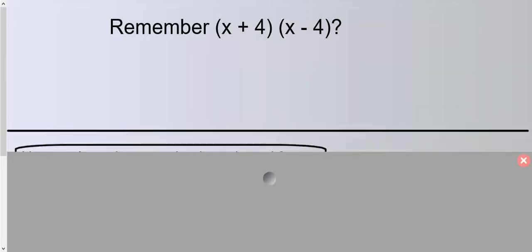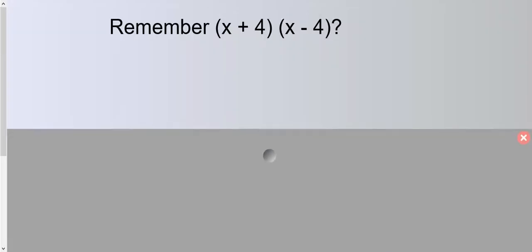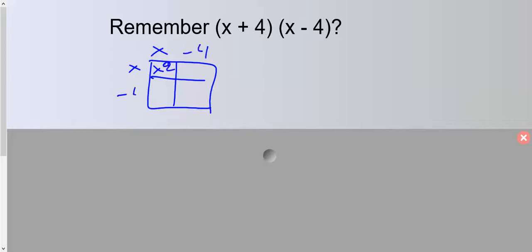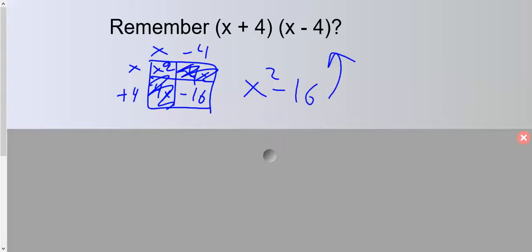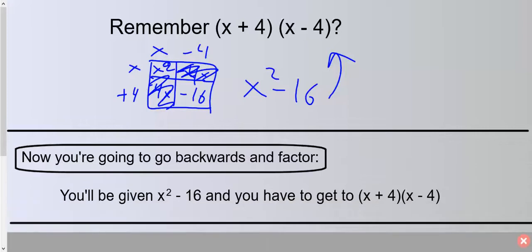We worked with x plus 4 times x minus 4, and what happened when we multiplied them together, the 4x and the negative 4x gave you 0, and you end up with x squared minus 16. So that's what we're going to start with, except we're going to go backwards. We're going to go from that to that.